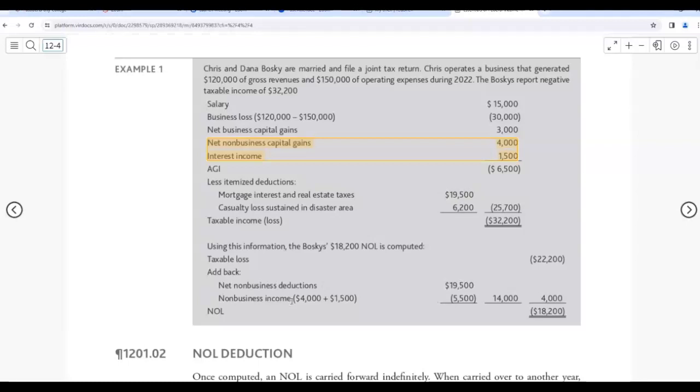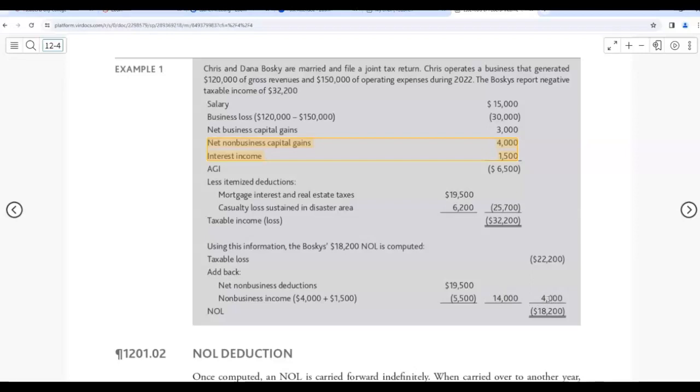Any non-business income, take it out of that scenario. If it is non-business loss, add it back. Just like deduction, non-business loss, add it back. Non-business income, take it out of that calculation. So bottom line, 19,500 less 5,500, it's how much? $14,000. Put that $14,000 all the way to the right column.